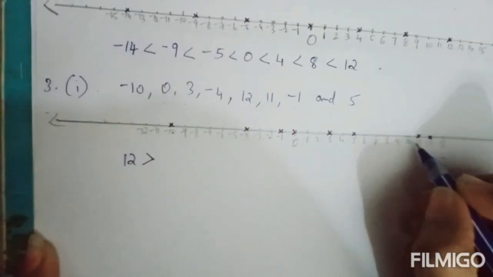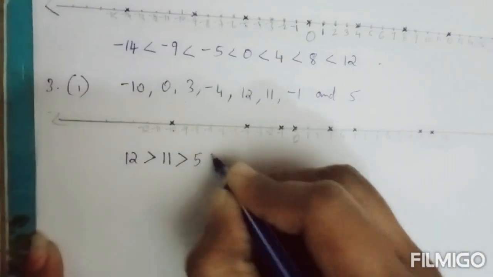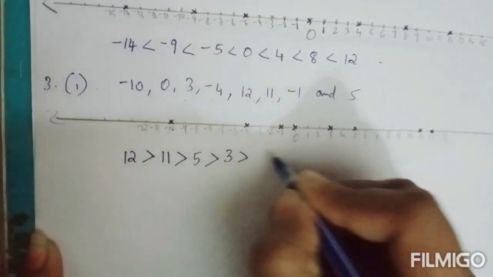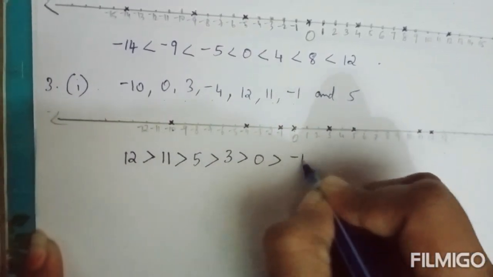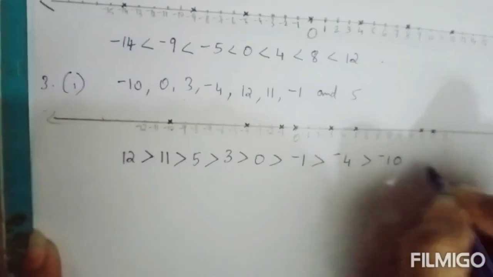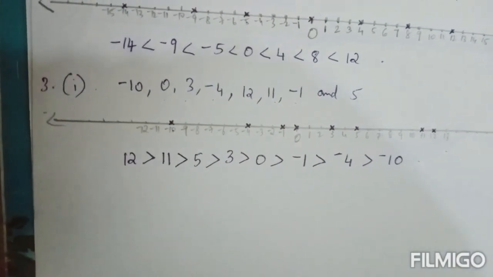Okay, so 12 greater than, next number it is 11 greater than, then 5 greater than, then it is 3 greater than, then 0 greater than, minus 1 greater than, minus 4 greater than, minus 10. Okay, this is using number line to arrange the numbers in descending or decreasing order.